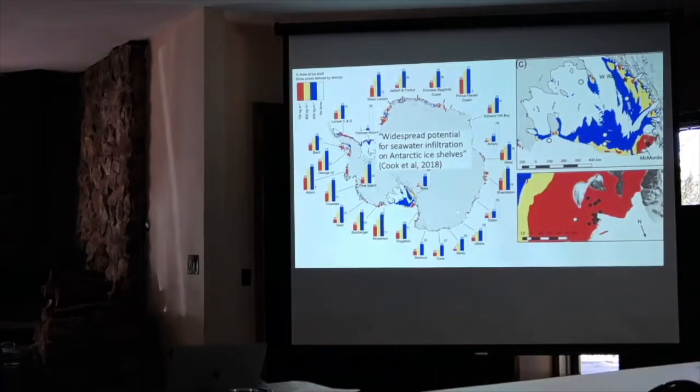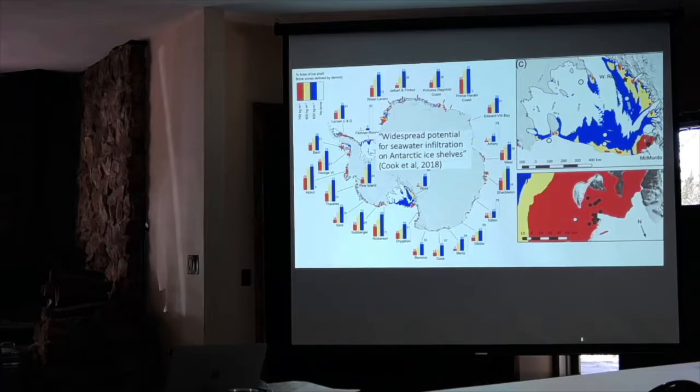And so here's a map of a recent paper, the title of which was simply Widespread Potential for Seawater Infiltration in Antarctic Ice Shelves. It doesn't matter a ton what these bars are. There are different thresholds of density at which seawater could intrude ice shelves. But the point is that there's a lot of the edge of Antarctica where the ice shelves could be infiltrated with brine, including in particular the McMurdo ice shelf, which has the lowest threshold for intrusion in the entire ice shelf.